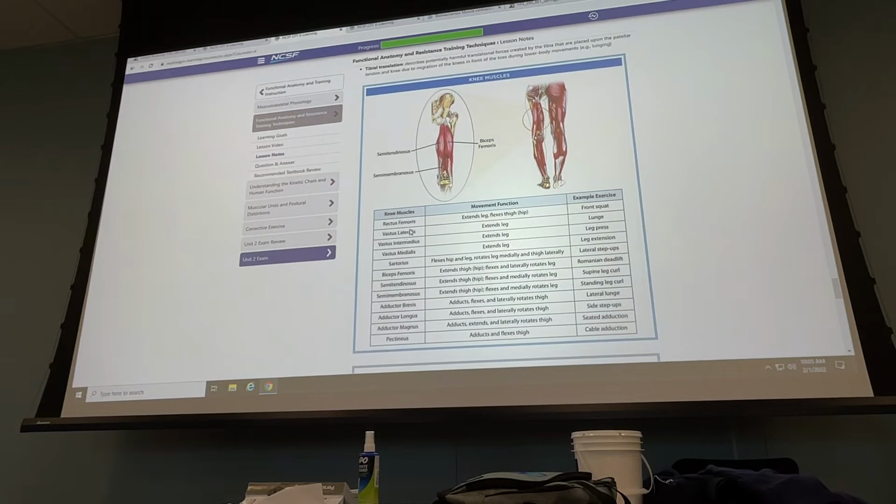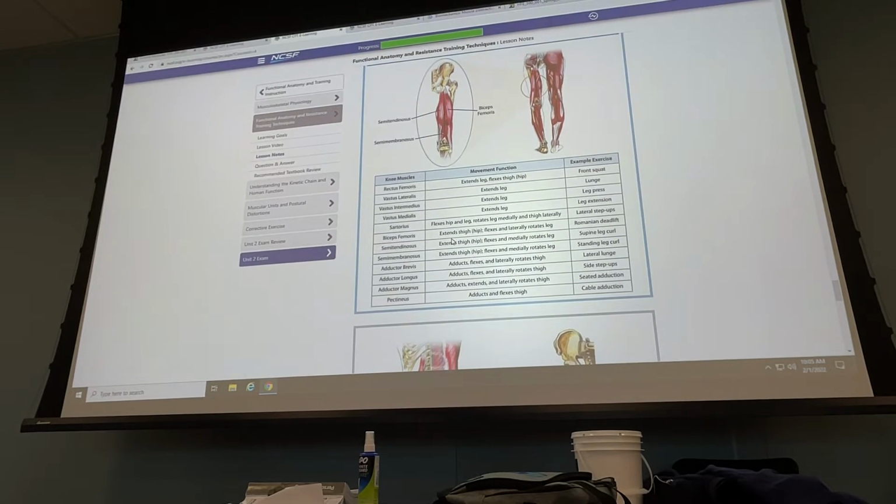Okay, so vastus lateralis extends the leg, something like a lunge. That's going to get your vastus lateralis, on the outside lateral aspect. Then you have your vastus medius, which is on the inside. Okay, something like a leg extension.